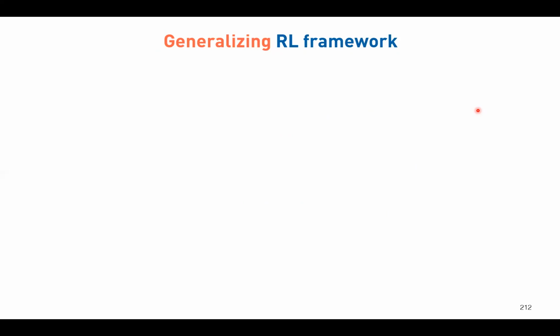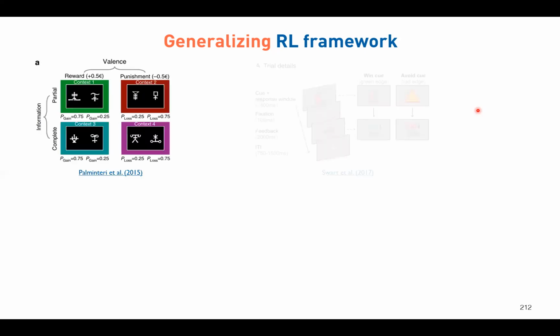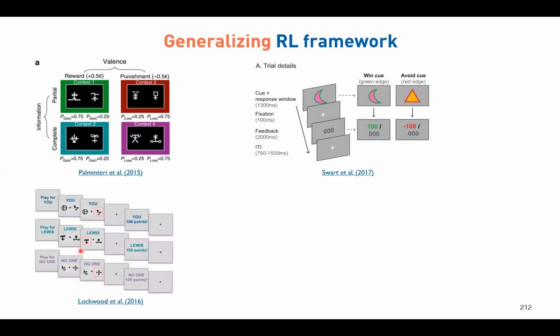I said that the reinforcement learning framework is useful or powerful. It can be used to design experiments. So it basically can be generalized to other contexts, not only monetary reward, it can also be social feedback. So here, this is a good example. Participants are presented with two abstract symbols. The participants make a choice, the participants receive feedback. Same idea, right, as what we have seen.